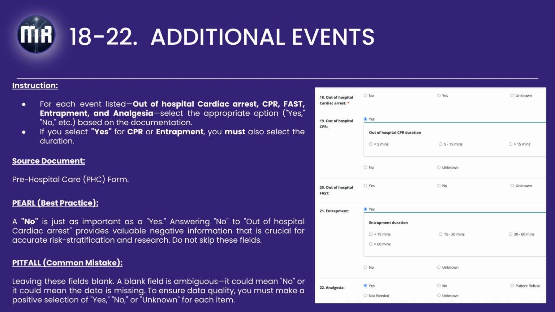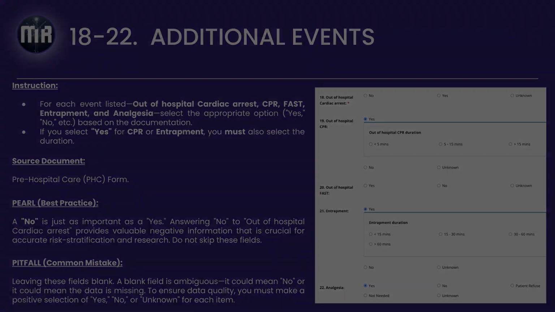The most common pitfall to avoid is leaving these fields blank. A blank field creates ambiguity in the database. It could mean the event did not happen, or it could mean the data was simply missed. To ensure the highest quality of data, you must make a positive selection for each item, whether it is yes, no, or unknown, based on what is documented in the source record.